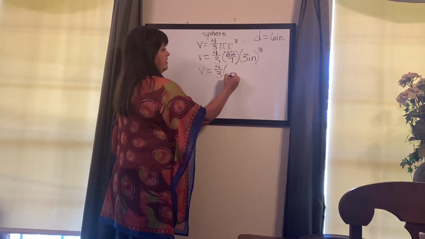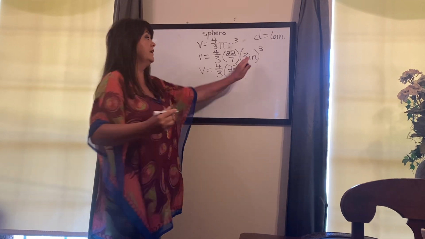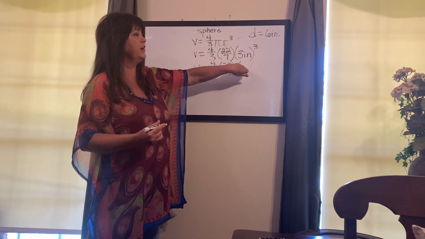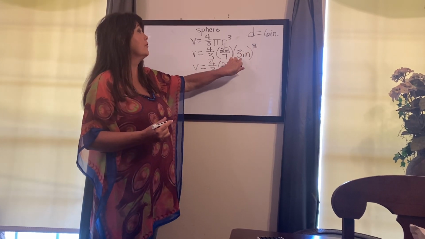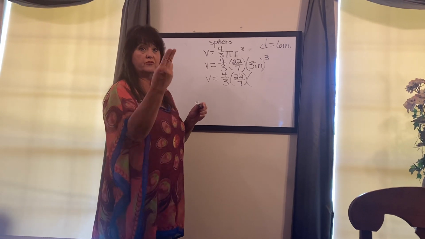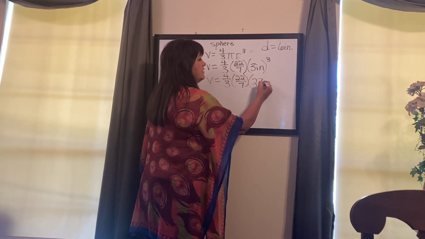4/3 times 22/7. Now I didn't have a choice about doing this first because remember, orders of operation, you're going to do the exponents first. The 3 is cubed and the inches are cubed. So I'm going to do 3 times 3 times 3, which is 27. 27 cubic inches.